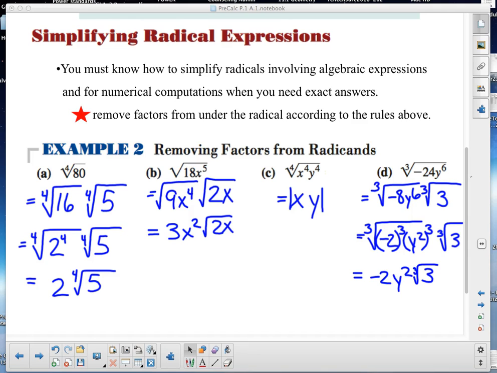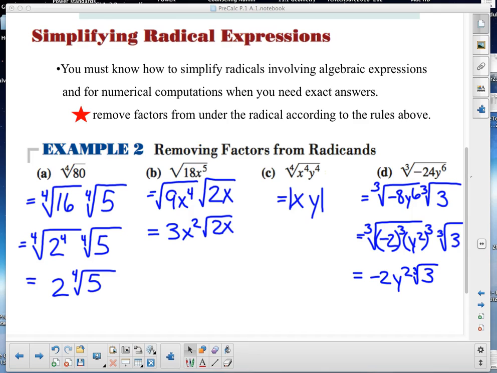The square root of 18 x to the 5th, I took out the things that have the perfect square. So 9x to the fourth was taken out, 2x was left, and I was able to take the square root of 9x to the fourth as 3x squared. Now remember the even-odd rule. If it's even index, even power, and it's an odd answer to come out, I have to do the absolute value of the solution. So it is an even-odd. So the fourth root of x to the fourth, y to the fourth, that's why it's the absolute value of xy.